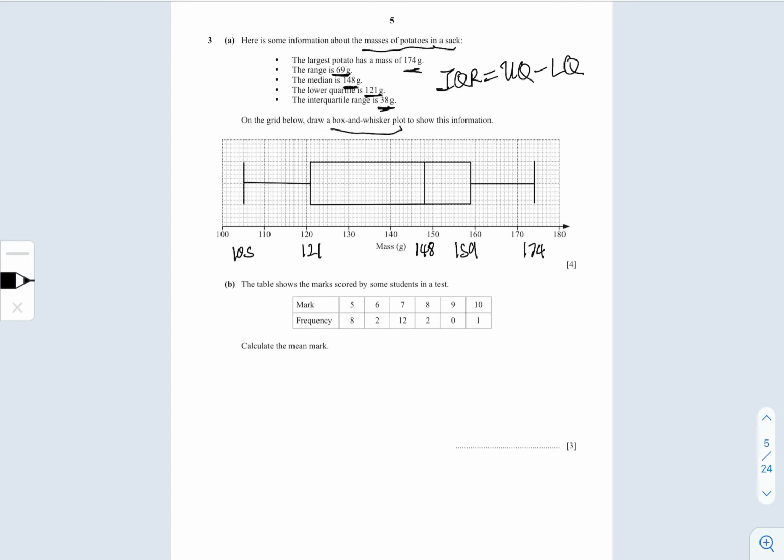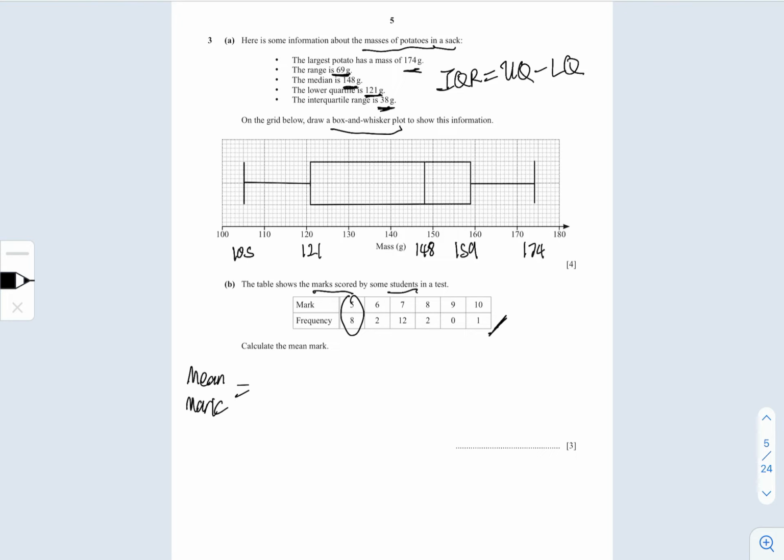Now in question 3b, the table shows the marks scored by some students in a test. Calculate the mean mark. To calculate the mean mark, you just need to multiply the mark by the frequencies, add them all together, and divide by the total frequency, and that will give you the mean mark.